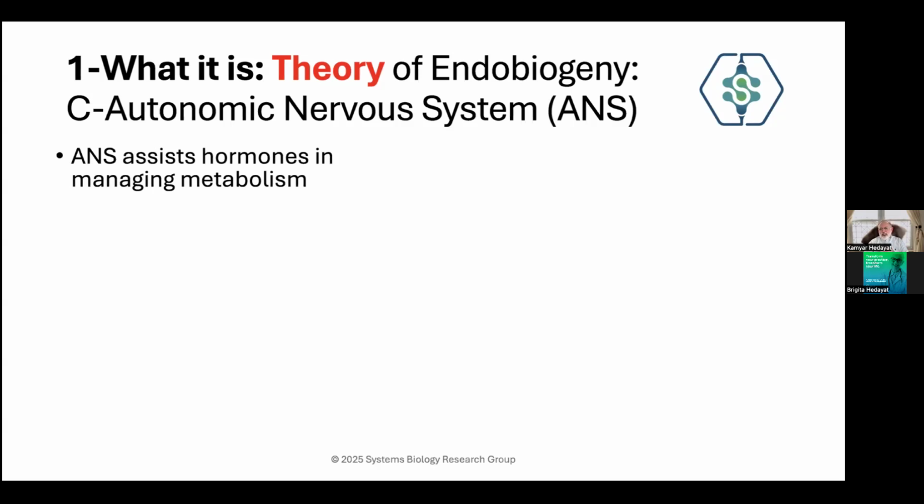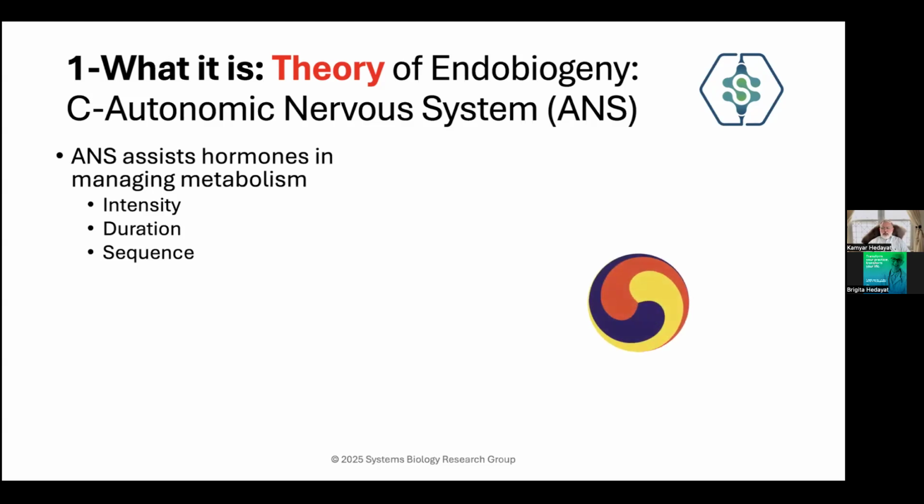So the autonomic nervous system consists of two branches, sympathetic and parasympathetic. Sympathetic includes two different types of neurotransmitters. You have noradrenaline and adrenaline, and the parasympathetic is characterized by its use of acetylcholine. So the autonomic nervous system, or ANS, assists hormones in managing metabolism. How? Because they're able to modify the intensity, the duration, the sequence or chronology of how hormones work.